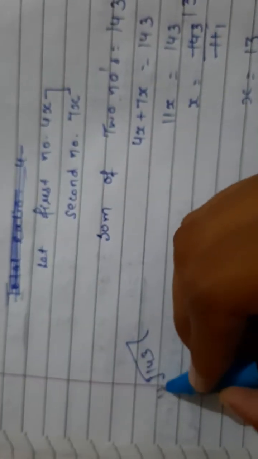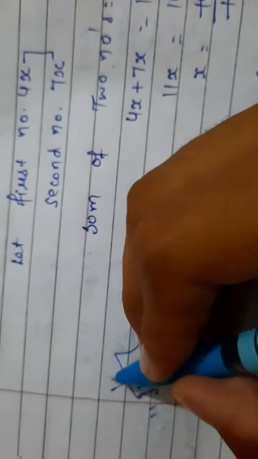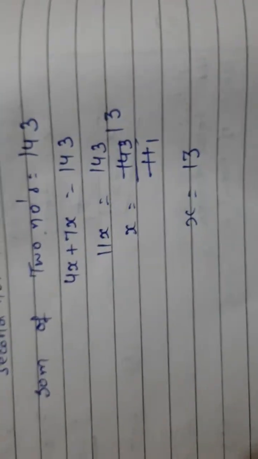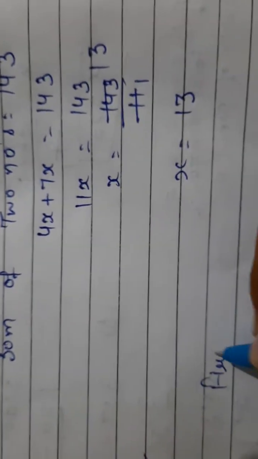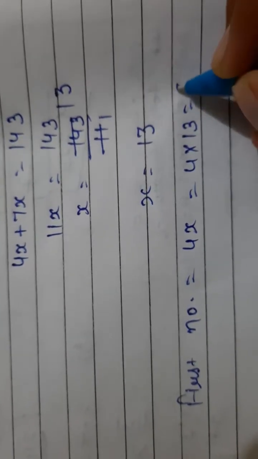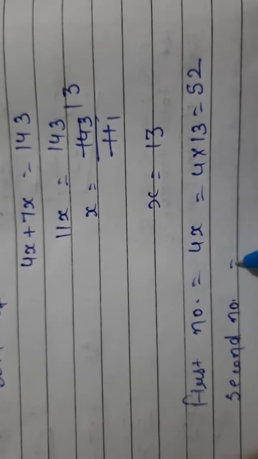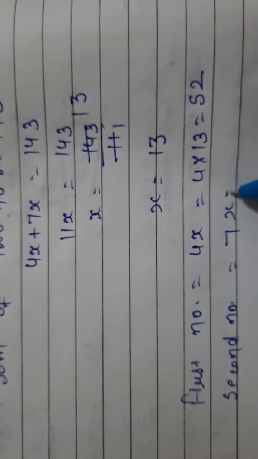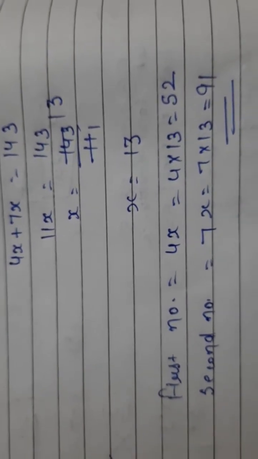If you don't know how I have got this, you can divide this way. 11 ones are 11, 4 minus 1 is 3, this 3 will come downside. 11 threes are 33, so 13 came, so I have written it here directly. Clear to all? X is 13. Next, we can find the first number. First number is equal to 4x, means 4 multiplied by 13, 52. Second number is equal to 7x, 7 into 13 is equal to 91. So like this way we can do.